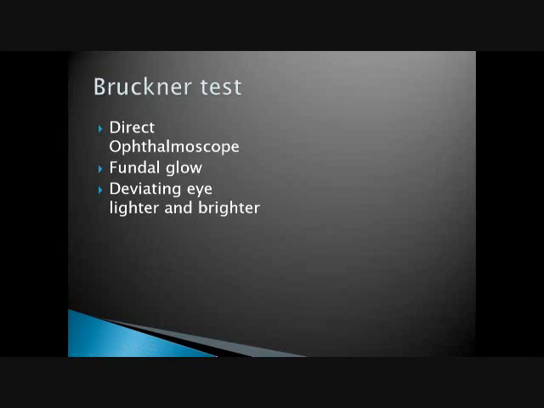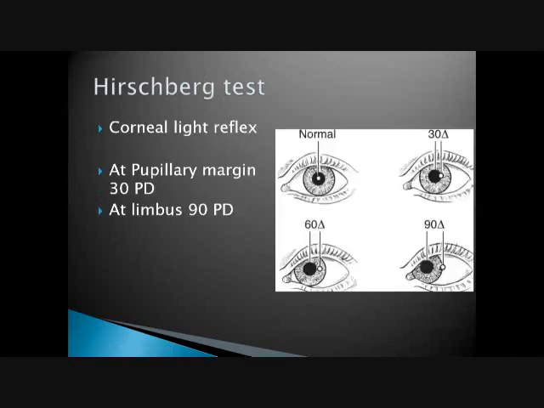So if you see the light is more on the upper side or lower side of the fundal glow, then you come to know that there is ametropia. Right. So the next is the Hirschberg test. We all know that if the light reflex is present on the pupillary margin, then it's 15 degrees or 30 prism diopters, and if it is present on the margin of the limbus, then it is 45 degrees or 90 prism diopters.